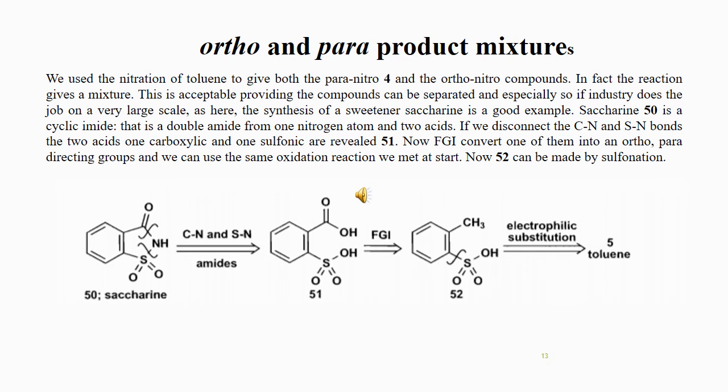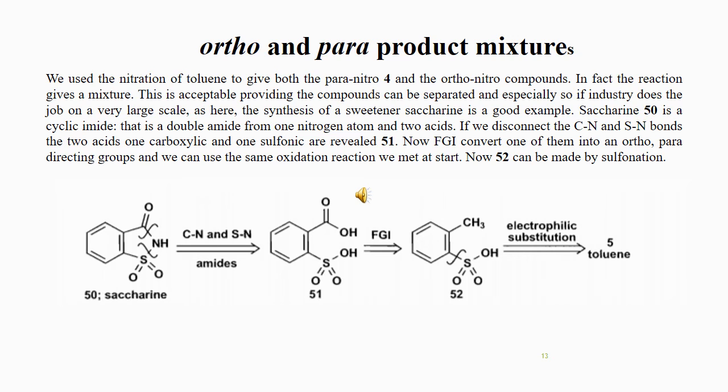There is one nitrogen atom and there are two acids which are making bonds with that nitrogen. If we disconnect the C to N bond and S to N bonds, the two acids, one carboxylic acid and one sulfonic acid, are revealed. Structure 51. Now FGI converts one of them into an ortho-para directing group, and we can use the same oxidation reaction we met at the start.